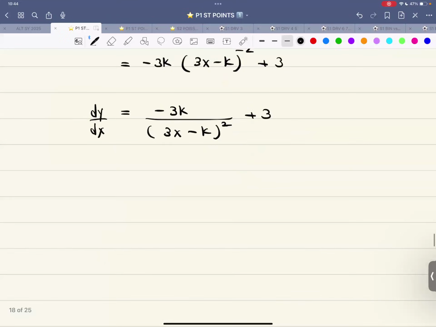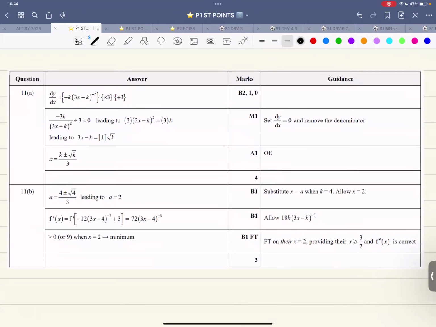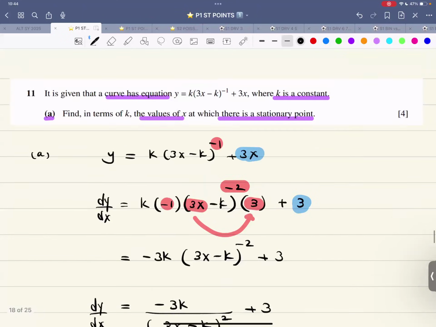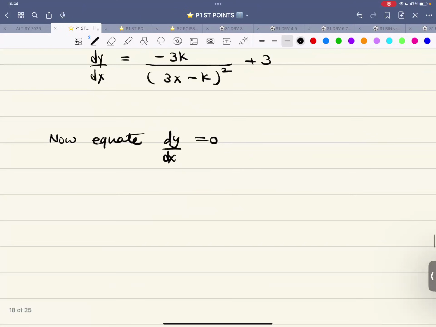Let's double check. So that is this thing. We need to, not the expression, we need to find the coordinates of stationary point. So now equate dy by dx to 0. So therefore, minus 3k over 3x minus k whole square plus 3 equals to 0.